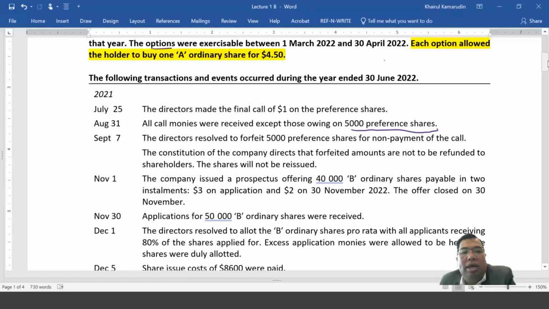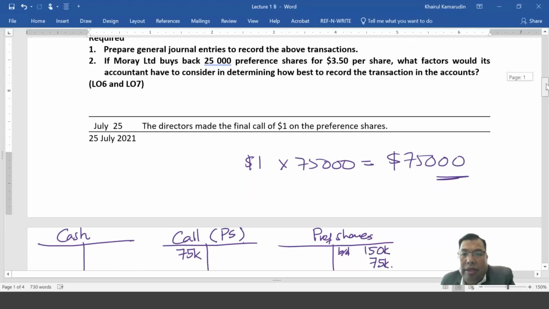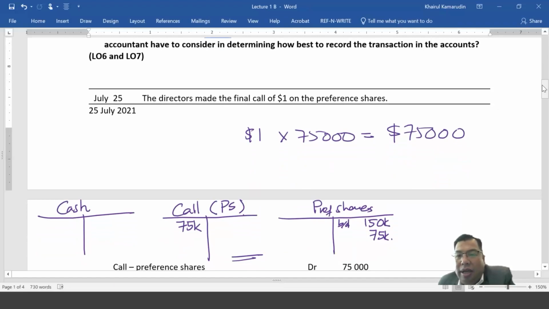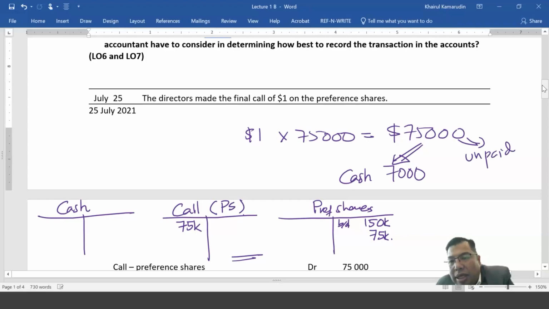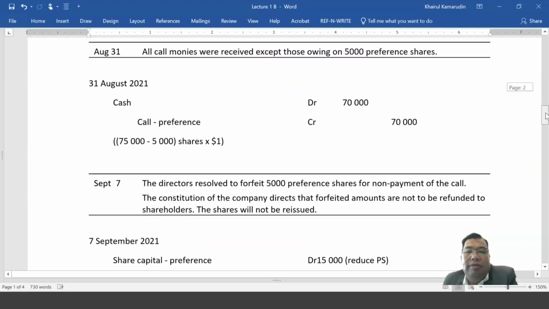It is on August 31st. So how are you going to do that? Very easy. Still remember you have 75,000. From this 75,000, you receive cash 70,000. Why do I put cash 70,000? Because the balance of 5,000 is unpaid. So how are we going to record the cash? Debit cash 70,000. It's very easy.